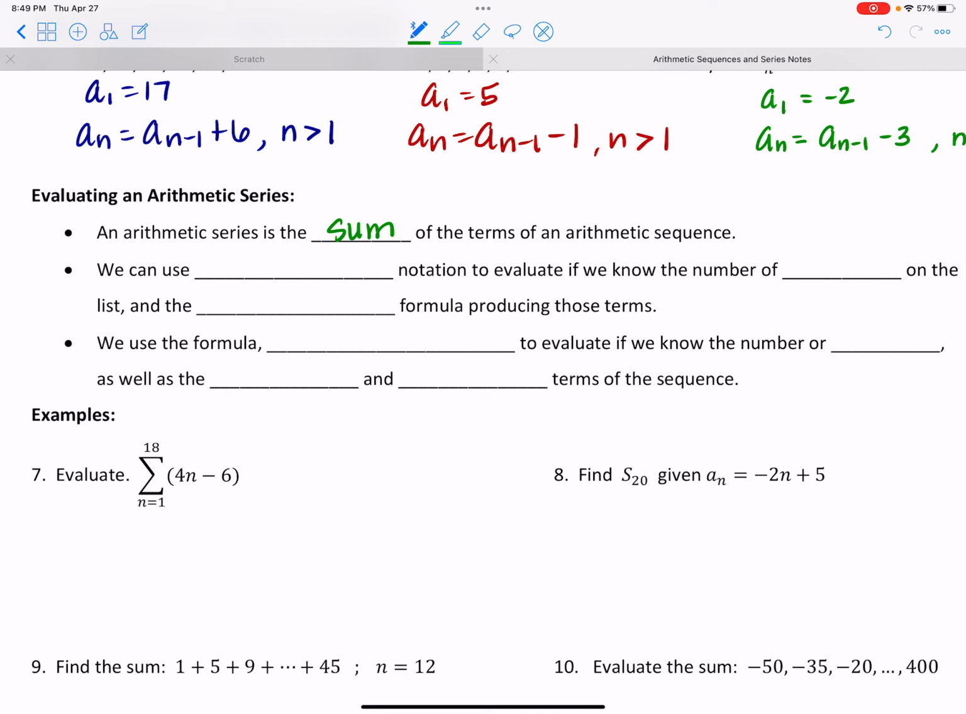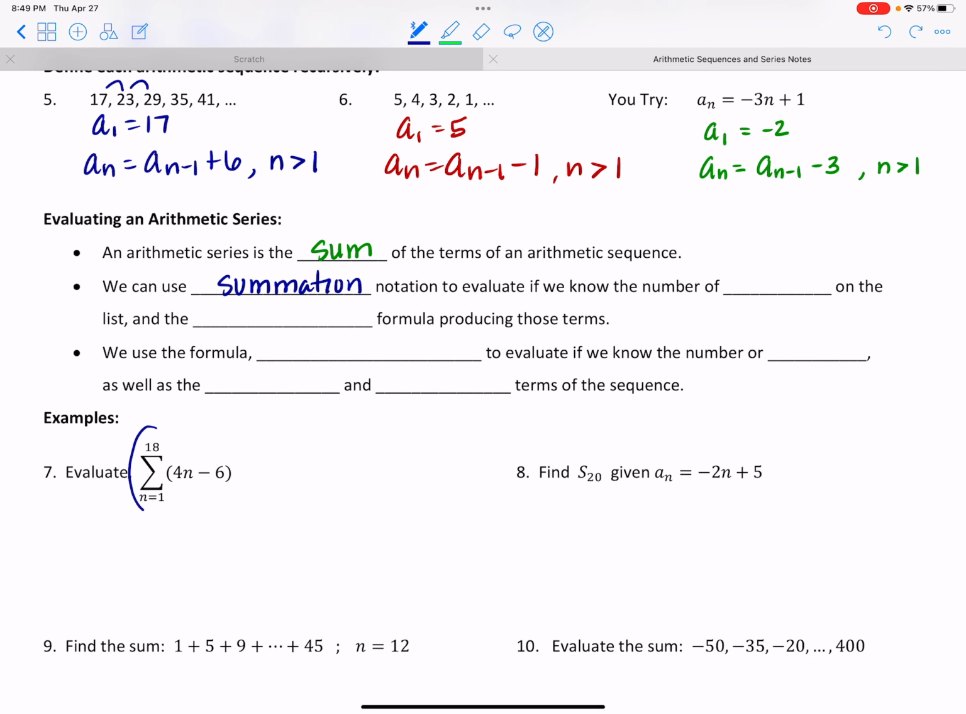So a couple other options aside from the long path. We can use our summation notation, and you can see that in problem number 7 here. This is summation notation already. I would probably still use summation notation here. But you're only going to be able to use the summation notation if, one, it's already in that notation, or if we know the number of terms, right? Like this one, I'm going from the first to 18th term, and I know the explicit formula. Those are the two components I have to know for that notation to work. So I have to know the number of terms on the list, and I also need to know the explicit formula, or at least be able to find that explicit formula, okay?